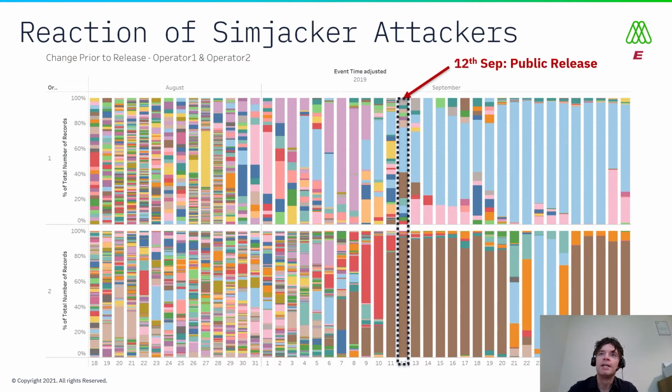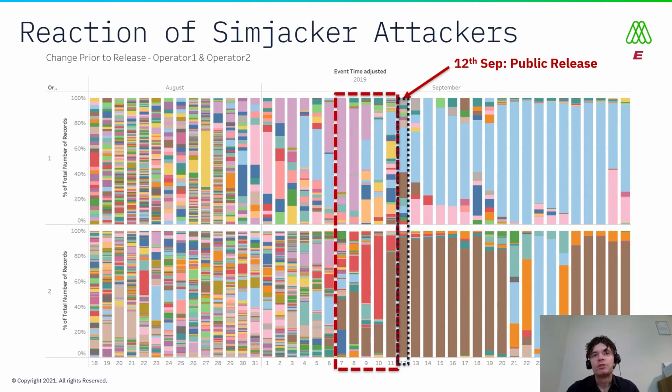When we look here, this is actually the date when we released our public information. However, you can see that the actual change happened several days beforehand. So if the Simjacker attackers had made their decision to change their activity based on our public release, everything should have changed on the 12th, but it didn't. It changed several days beforehand.